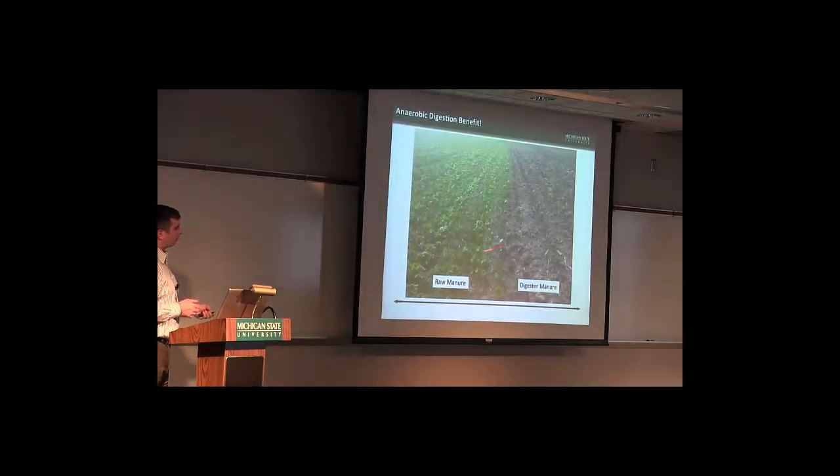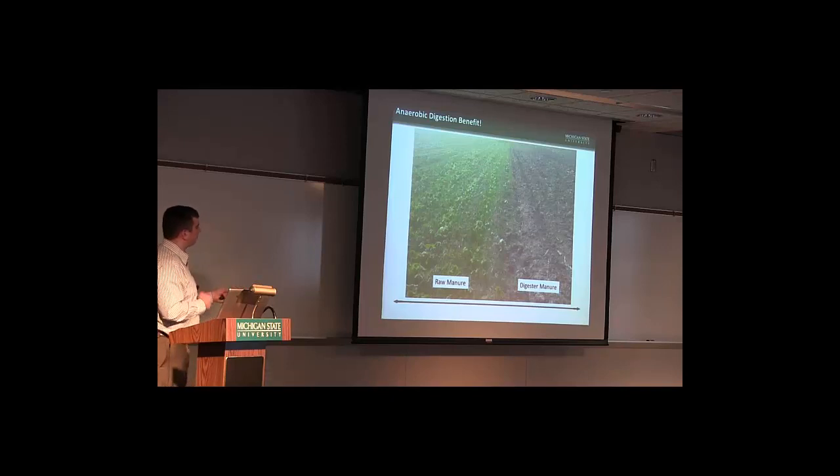Again, this is one of the benefits I didn't have on there. When you talk livestock manure, there's a huge benefit in the reduction of weed seeds. During digestion, the weed seeds are deactivated or become part of the food source for the microorganisms. And when you apply raw manure next to digested manure and give it a few weeks to see if there's any germination, you can see a pretty big difference.